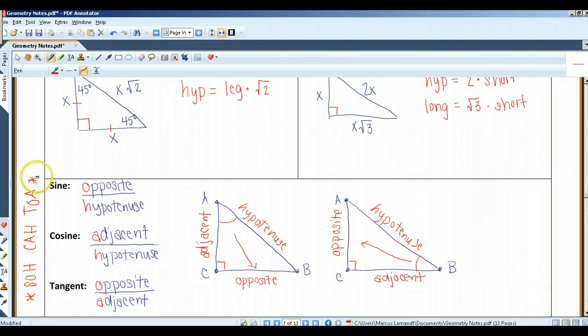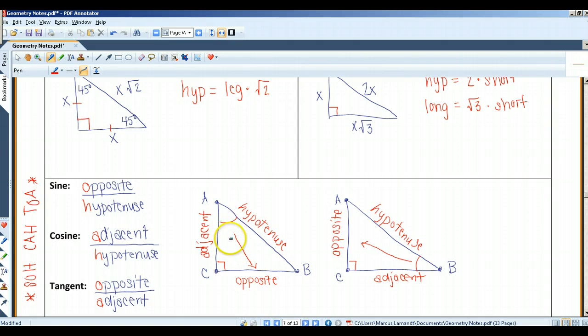The acronym that I wrote over here is pronounced SOHCAHTOA, and this acronym can be used to memorize the 3 trig ratios. So for example, sine is opposite over hypotenuse, so SOH. Cosine is adjacent over hypotenuse, CAH, and tangent is opposite over adjacent, so TOA. That's how you get SOHCAHTOA. Okay?